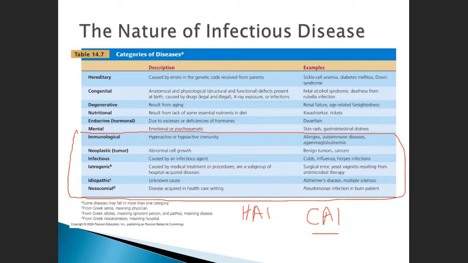So I want you to know those terms. The other terms, hereditary, congenital, degenerative, nutritional, endocrine, and mental, those are important things also, but really outside the scope of this course. And so those six terms I will ask you questions about on exam 4. Okay.